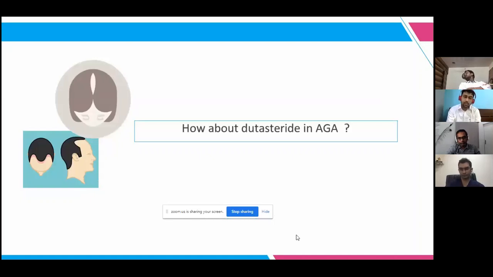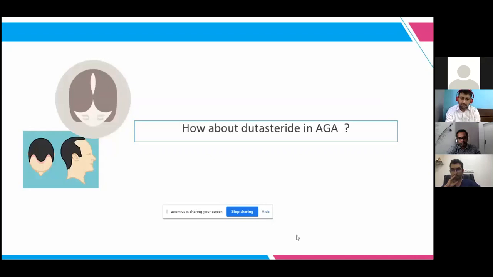I personally do not use a lot of dutasteride. I am more of using finasteride. The number of patients I prescribe finasteride to, particularly males, almost all patients we try to introduce it. Some of them, like 20%, don't take it. But dutasteride in the literature is mentioned to have a higher chance of sexual side effects. So I personally do not use dutasteride.